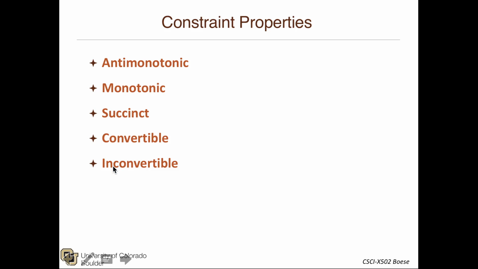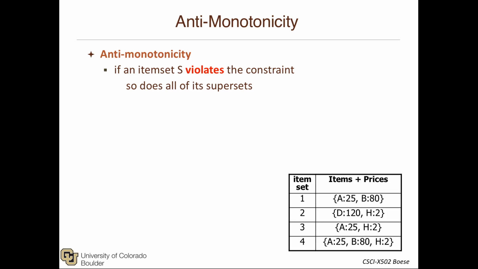So constraint properties, we have a bunch. We'll look at anti-monotonic, monotonic, succinct, convertible, and inconvertible. Certain constraint properties can help with pruning our pattern space. With anti-monotonicity, we're working with a set, so this is for item sets. If our item set, call it S, violates the constraint, then so do all of its supersets. So S is a subset of the superset. If our item set S is already violating the constraint, then any superset would also be in violation.